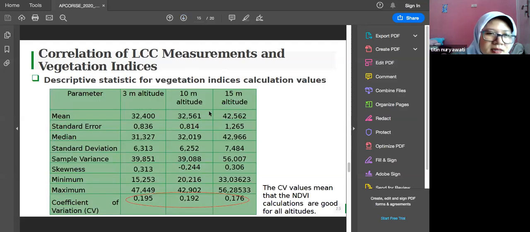And then this is the descriptive statistics of the vegetation index calculation value at 3-meter altitude, 10 meters, and 15 meters. The coefficient of variation varies from 19% to 17%. It's below 20%, so it means that the NDVI value calculations are good. Next, please.